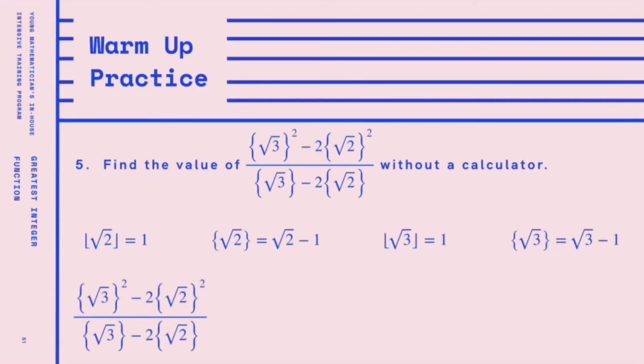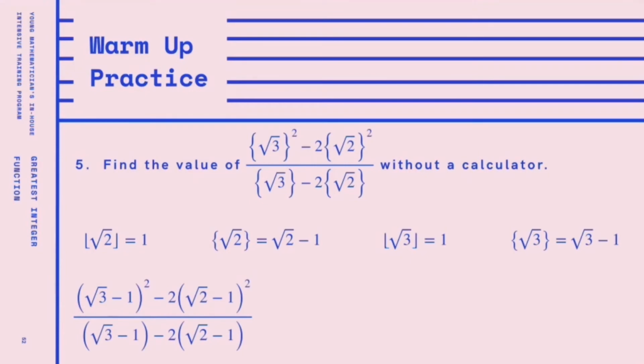So our original expression, the fractional part of square root of 3 squared minus 2 times the fractional part of square root of 2 squared, all over the fractional part of square root of 3 minus 2 times the fractional part of square root of 2, is now equal to the quantity square root of 3 minus 1 squared minus 2 times the quantity square root of 2 minus 1 squared, all over square root of 3 minus 1 minus 2 times the quantity square root of 2 minus 1.